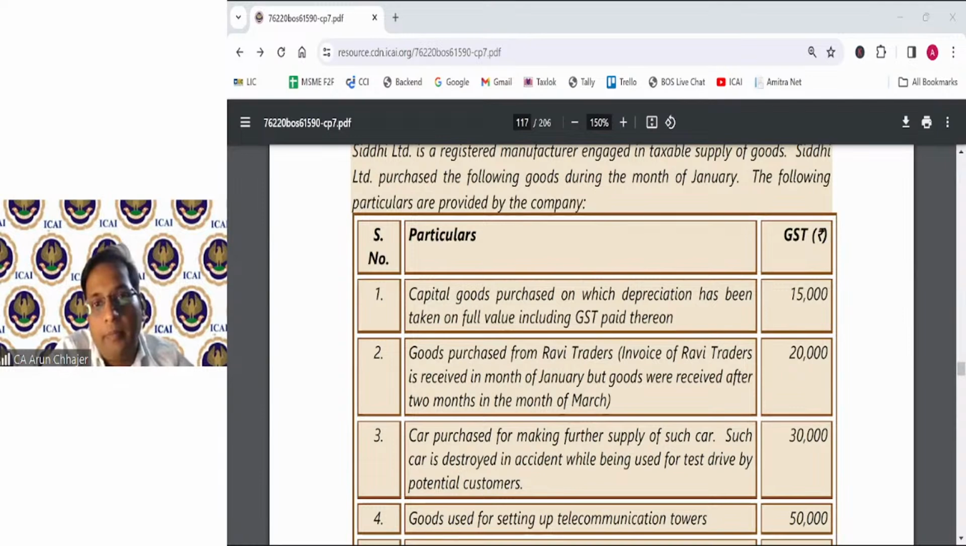So by this, probably we can revise the entire ITC chapter also, I can say, in this manner.